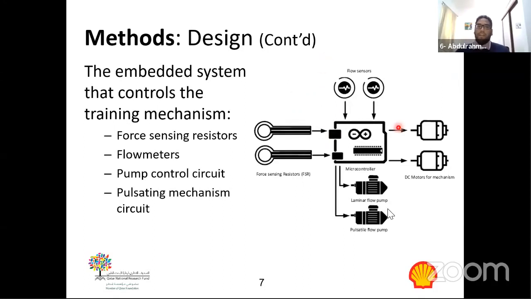We have flow sensors in order to measure the flow of liquid in the tubes. We have force sensing resistors in order to emulate the internal bleeding case. Then we have DC motors for a pulsating effect at the access points. And lastly, we have the pumps that actually pump the blood, the liquid that emulates blood, into the system.